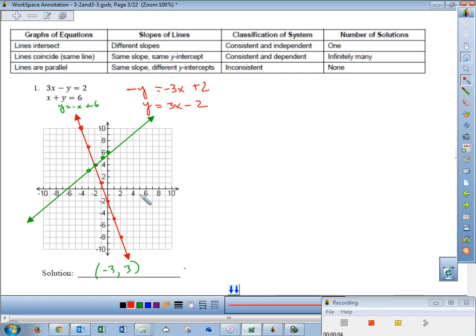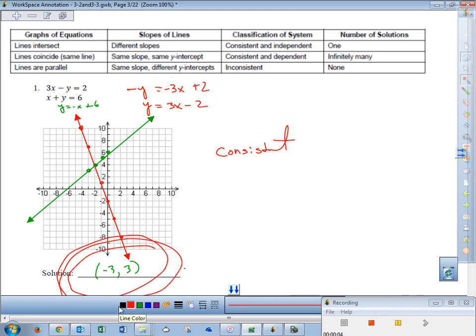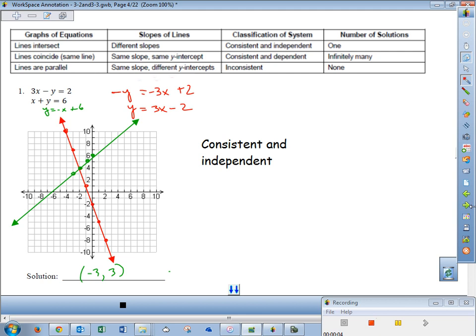Is this guy consistent or inconsistent? Did we get any answers, yes or no? So consistent or inconsistent? Consistent. Write that down by your answer blank or somewhere. Then, since it's consistent, I need to realize, is it independent or dependent? How many answers did I get? One or infinite? Come on, let's go. How many did I get? One answer, right? Is that independent or dependent then? That's independent. Boom. Consistent and independent. That's classifying the system.